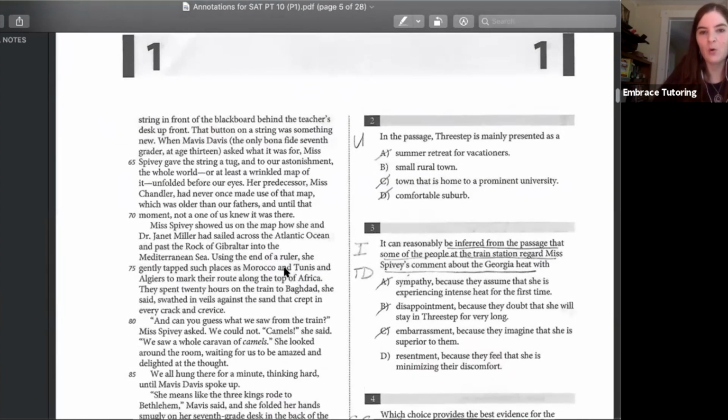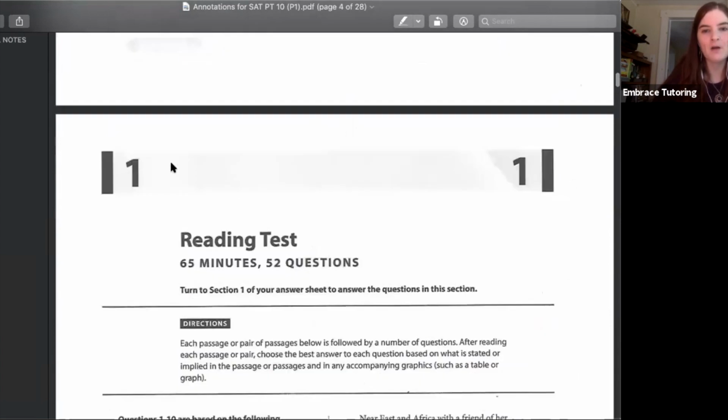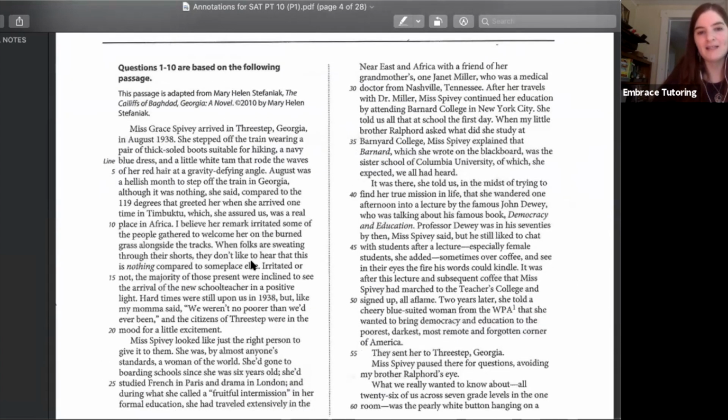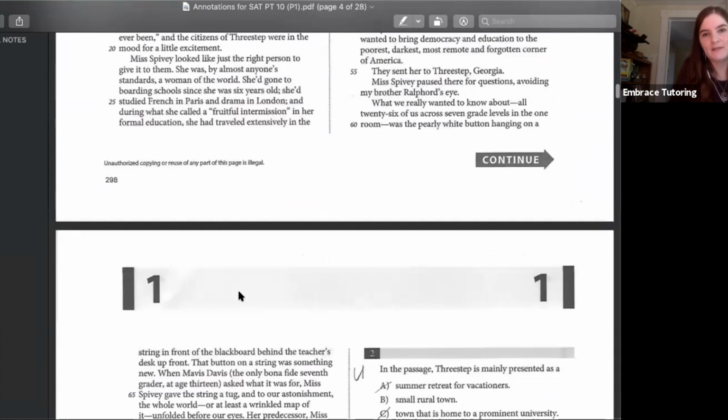So you always want to be underlining and annotating and everything. You should never have a passage that looks like this. There should be some underlining, some circling. I'd expect this one to have lots of circling, because there are lots of things to circle. Does that all make sense to everyone?